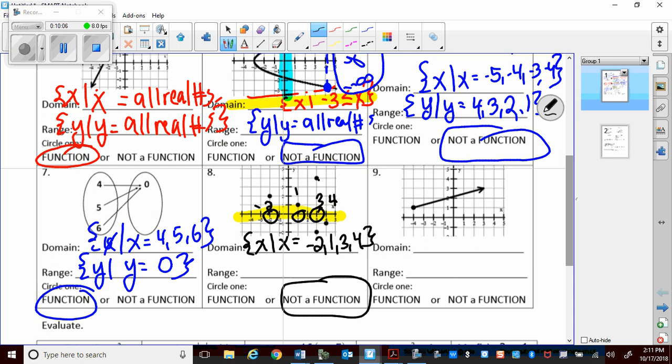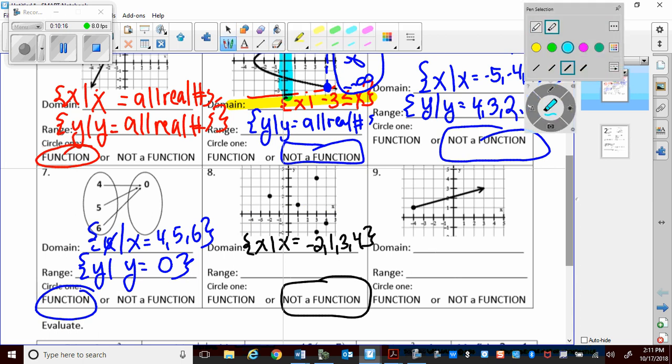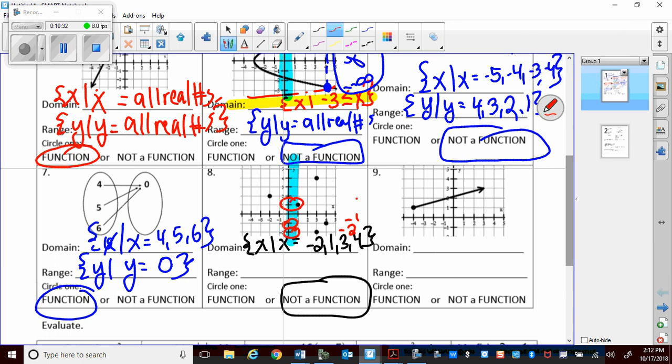Your range. Maybe you want to highlight the y-axis if you're struggling. Now, starting from the bottom, not the top, in order, -2, -1, 1, 2, and 4. You can't go wrong if you do that. If you're struggling right now, you should not be after this.